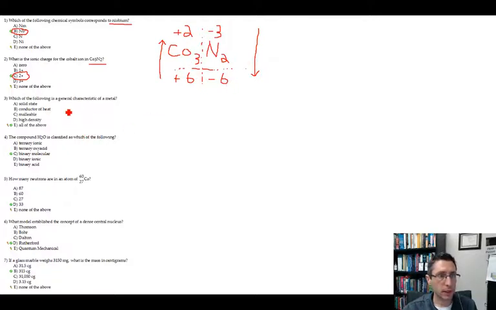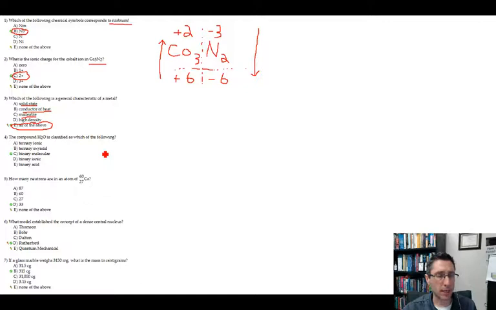Number 3, which of the following is a general characteristic of a metal? You're familiar with metals, they're shiny, they're typically hard, but they also are usually solid, and they conduct heat, and they're pretty malleable, meaning I can change their shape, hammer them into various shapes, and they usually have a pretty high density. So all of the above would be the answer here.